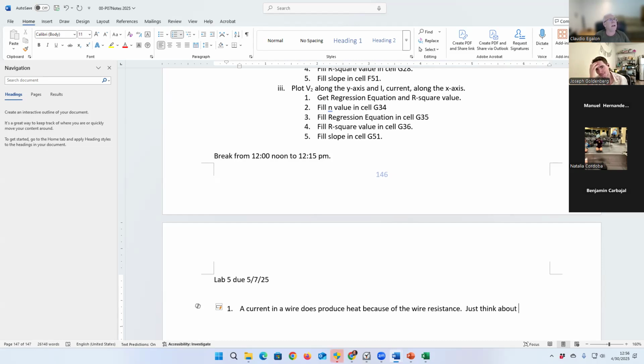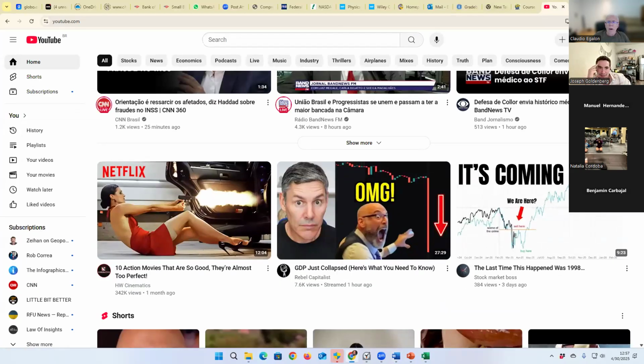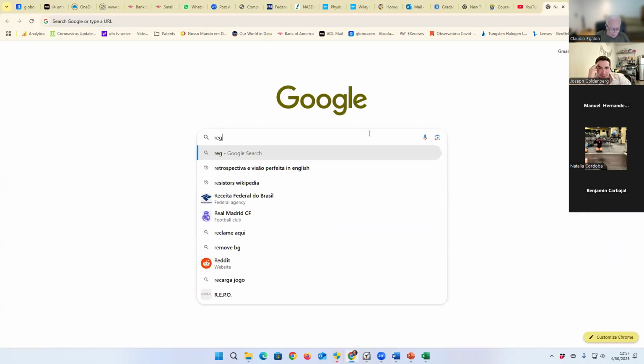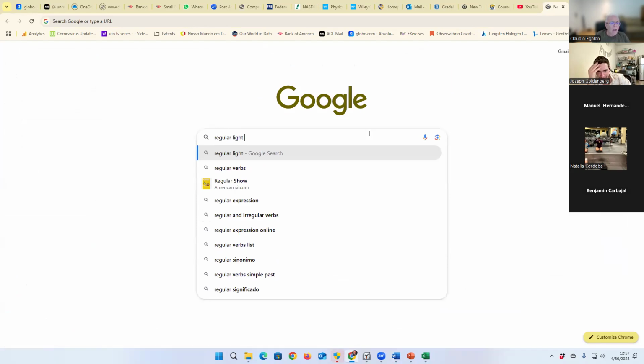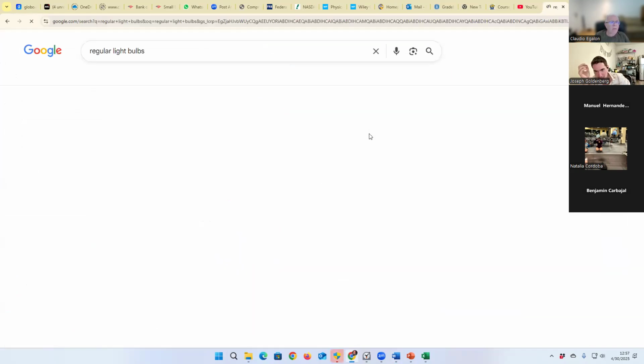Not the LED lamps that we have nowadays, but the older lamps. How do you call that? I always forget the name of the lamp. The regular lamp that has a filament. How do you call it? A light bulb. But the light bulb, there's another name for that. Let me see here. Regular light bulbs. How do you call them?